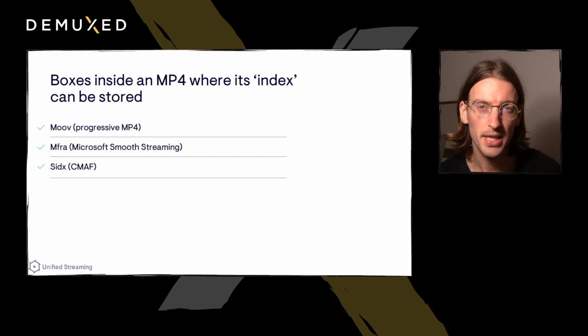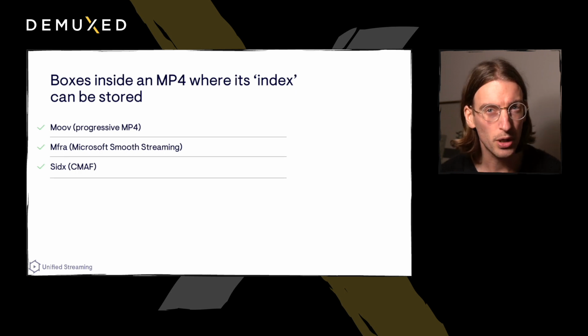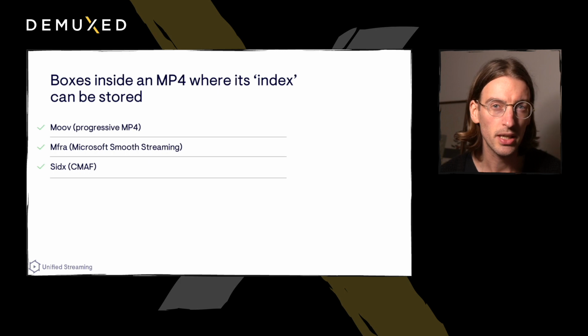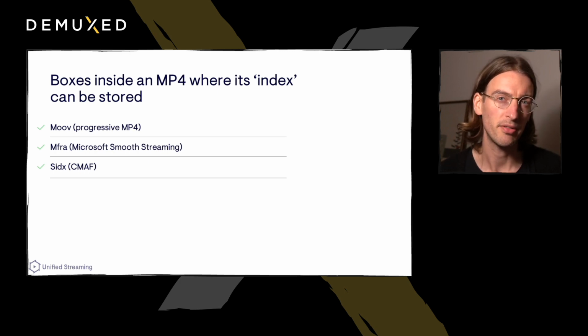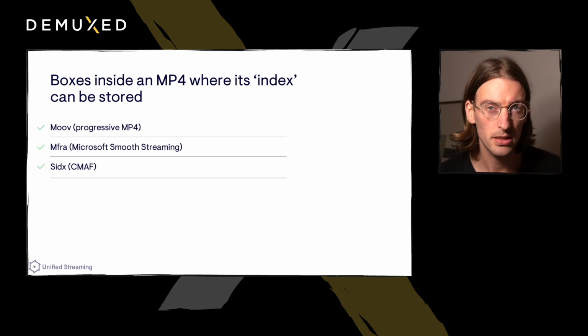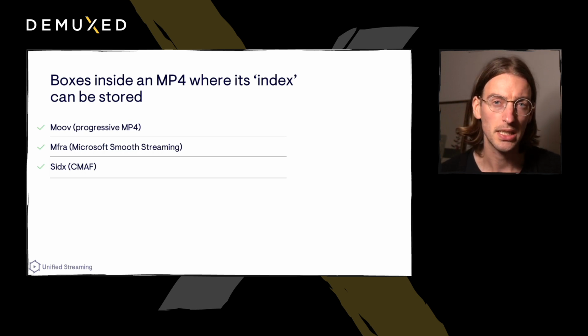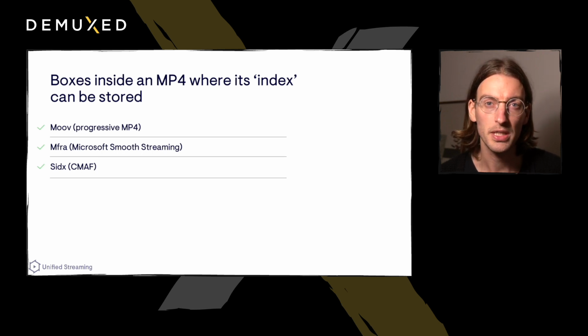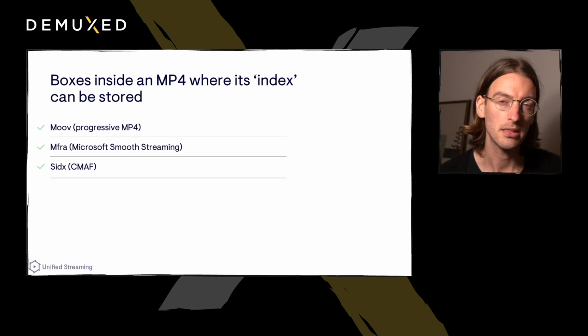In order to present to you the solution of how to work around this latency, I need to focus on a specific box inside an MP4. The box that stores the index of the MP4. The index tells you where all the media data in the file is located. For progressive MP4, this index is located in the moov, and for a fragmented MP4, it's located in the MFRA or SIDX, and they tend to be at the start or the end of the file.